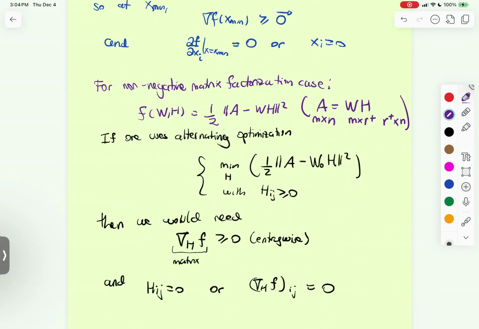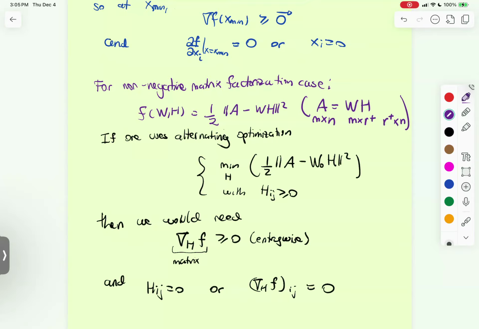So because of KKT, basically what you need is the gradient of this function, if you call this the function f, the gradient of this function with respect to the matrix H has each of the entries of that gradient has to be non-negative entry-wise. That's why I meant here that each entry of this gradient must be non-negative.